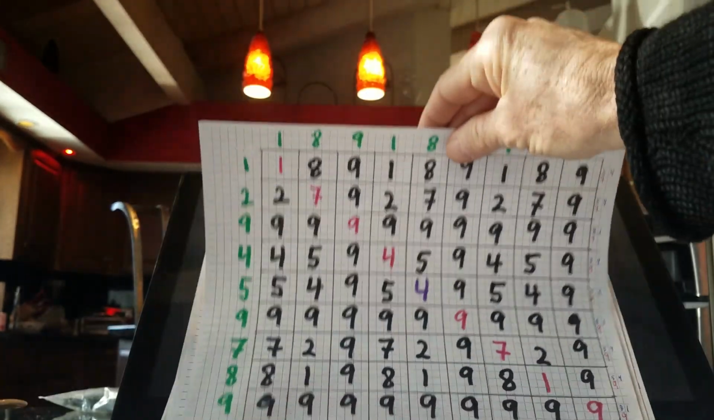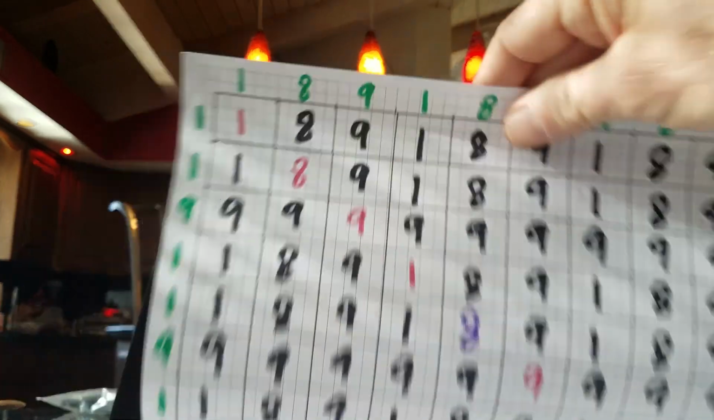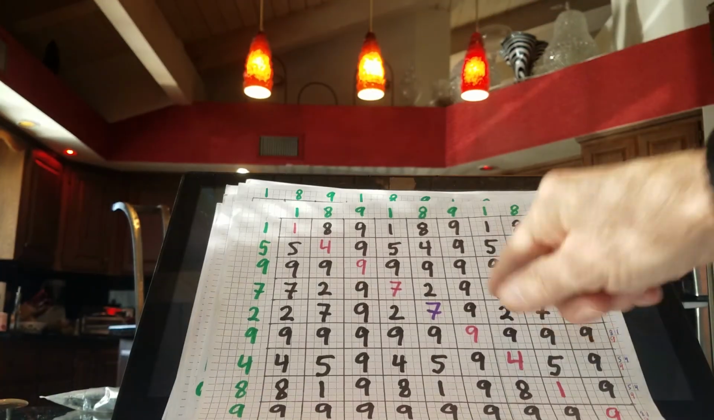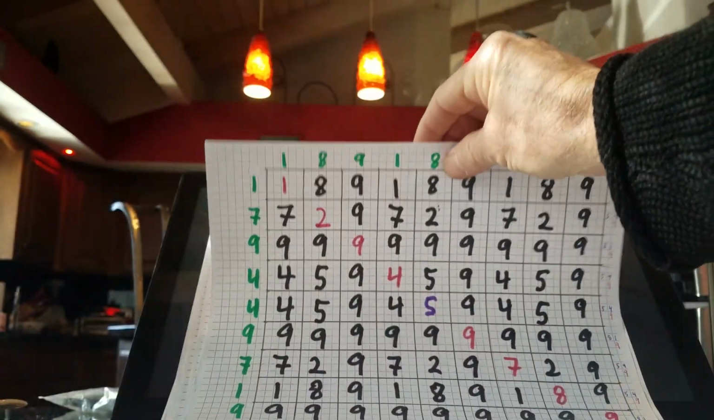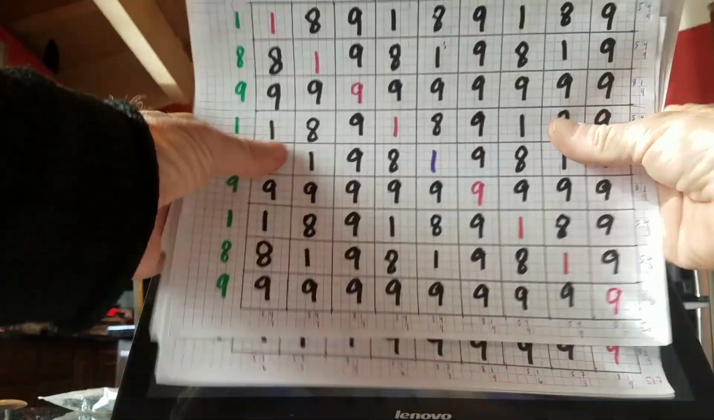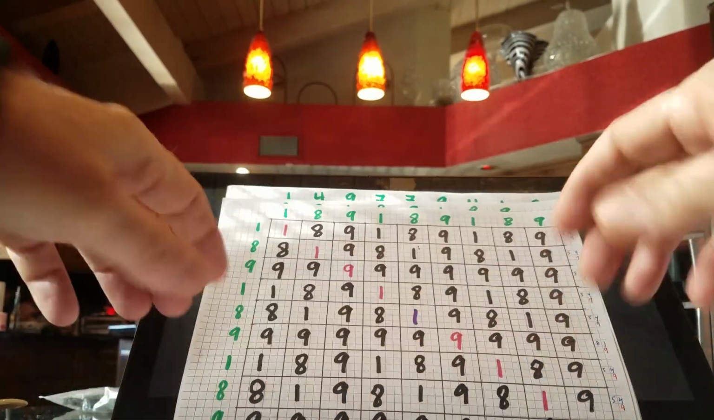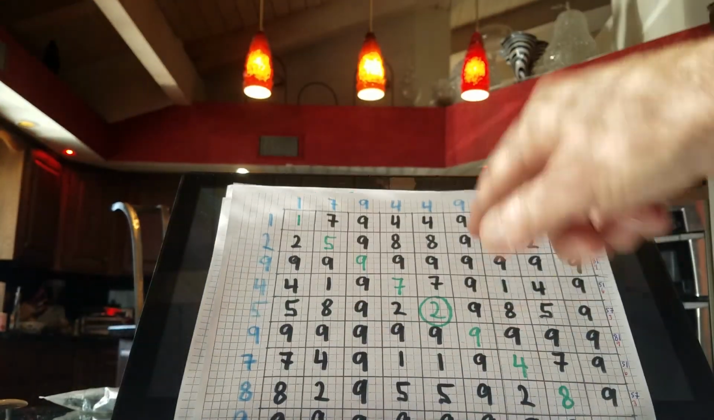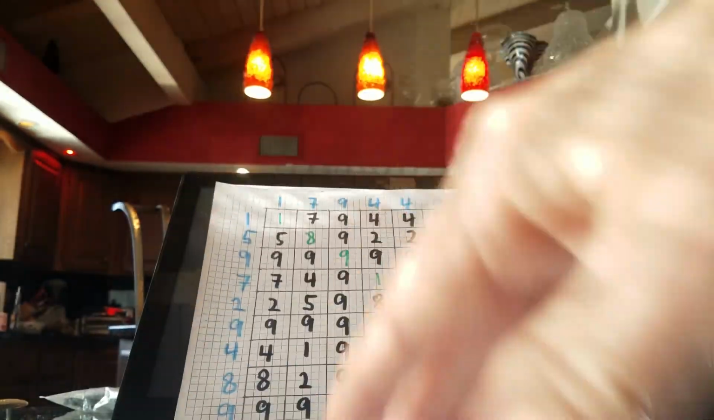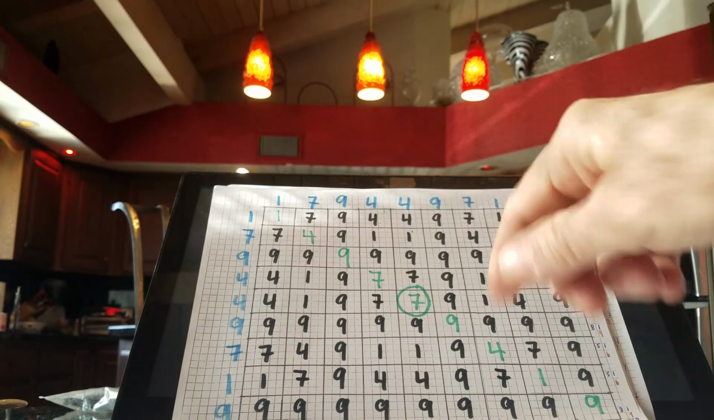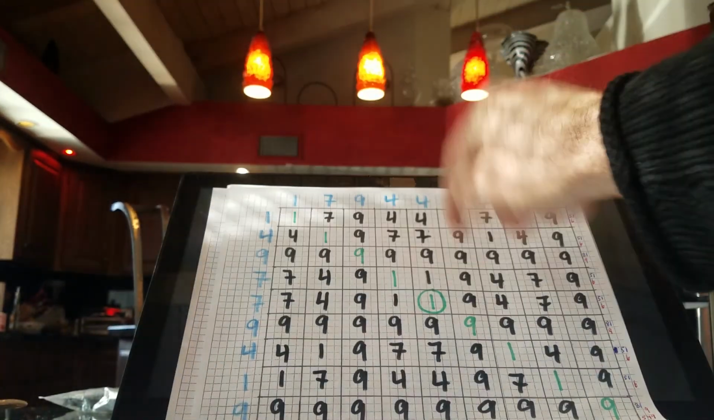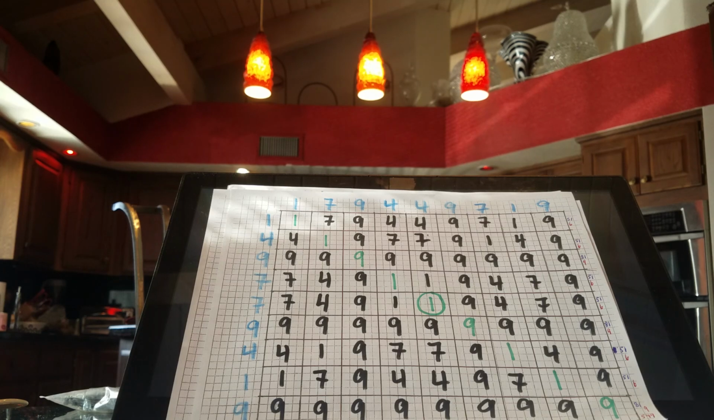7, 5, 1, 2, 4, 8. That's the 248751 code. We'll keep going. 8, 7, 5, 1, 2, 4. 248751 code.